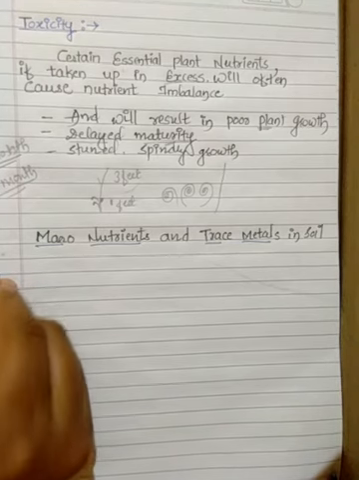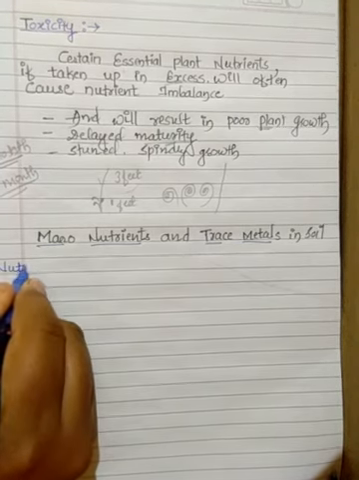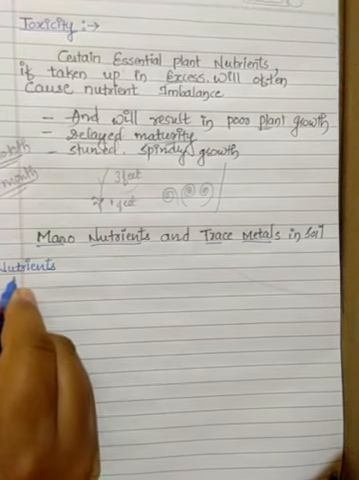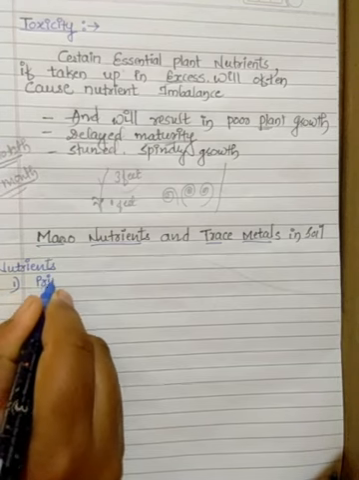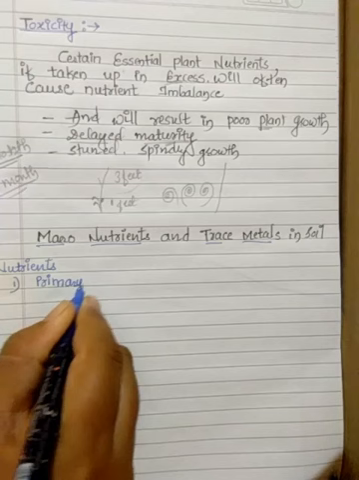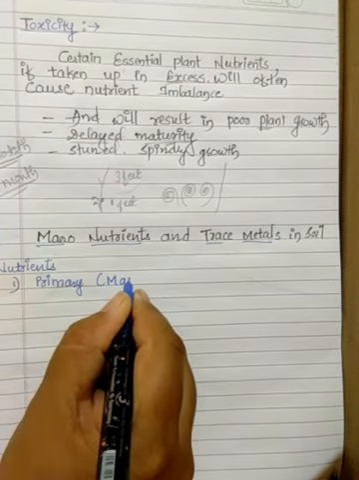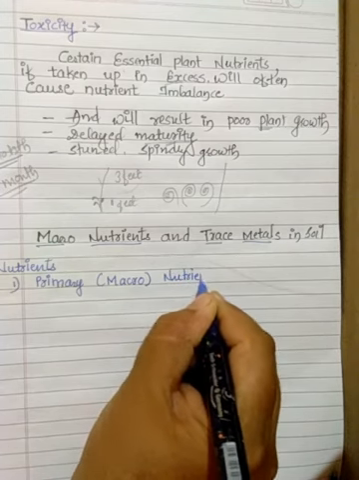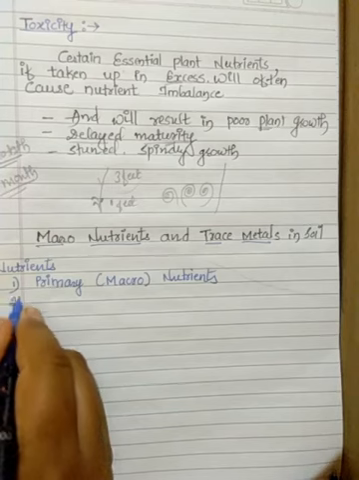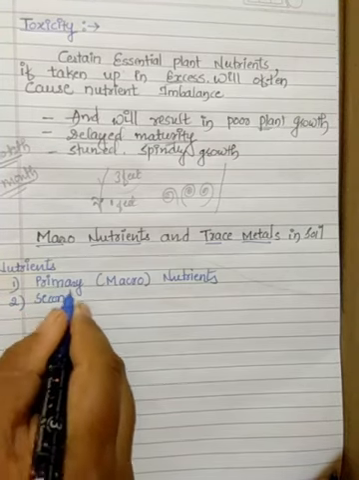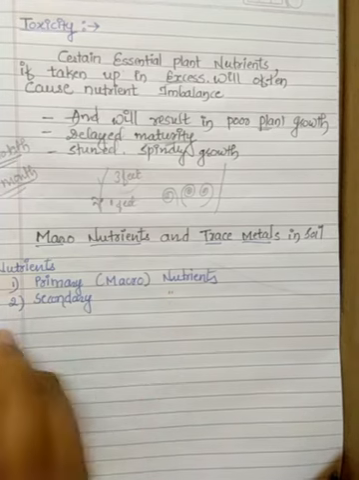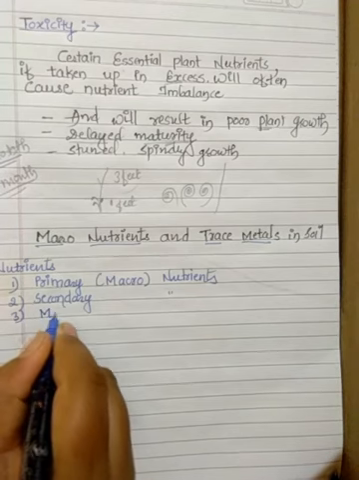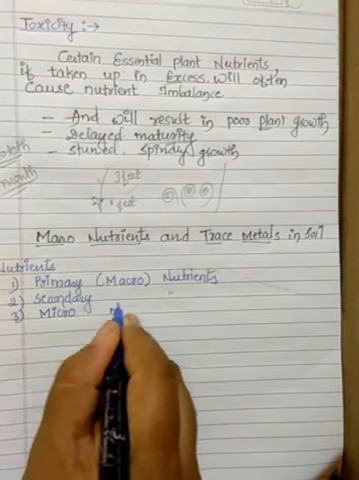Nutrients, we already know, are already classified. First, primary nutrients, that particular nutrients we call macronutrients. Primary nutrients. Next, secondary nutrients, and third type, micronutrients. These two are macro, and the third type is micronutrients.